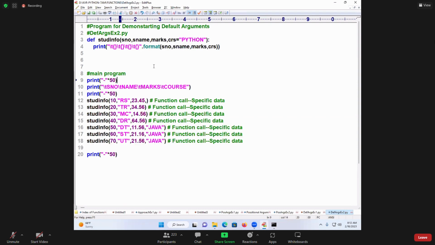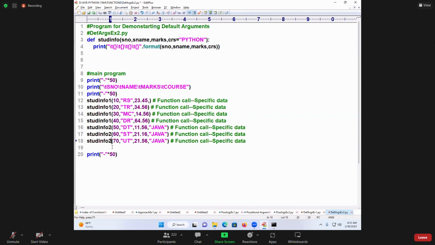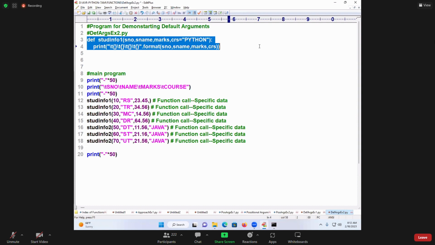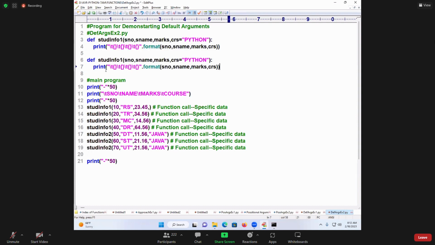Instead of that, whoever is learning Python, you mention them as what? Student info 1, student info 2. This is called student info, and you write it here. I am writing it now. Student info 2, you write it as a separate function.